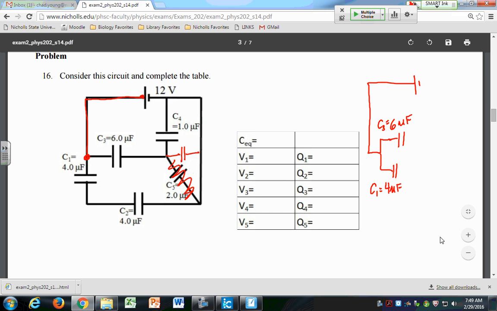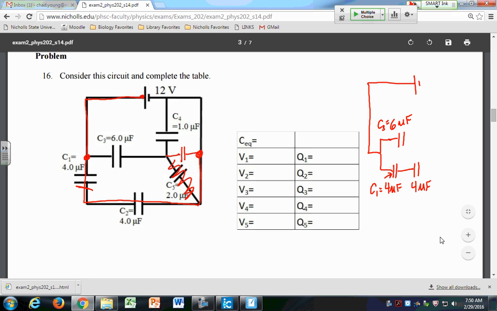Alright, so after my 4 microfarad capacitor, what's the next thing to come? After this capacitor, which I've drawn right here, what's the next thing that's going to come? We're going to get another 4, because as I come along here, I hit another 4, and then I go along until I come back to this junction. So I'm going to hit another 4 microfarad capacitor here.